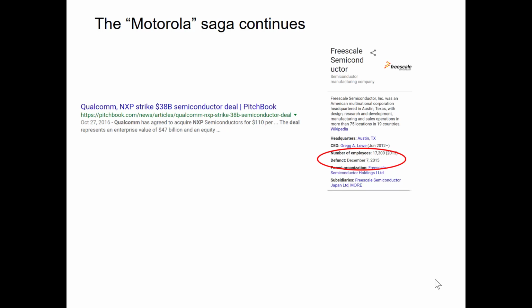NXP, which acquired the semiconductor product sector from Motorola, was going to be purchased. Qualcomm was going to purchase NXP, and this was dated October 27th, 2016, a little less than 2 years ago. I was visiting people at NXP at the time who had been with Motorola previously and then with Freescale, and they were in the process of laying off people and redesigning their focus so that when this merger was complete, they would be aligned with Qualcomm's interests.